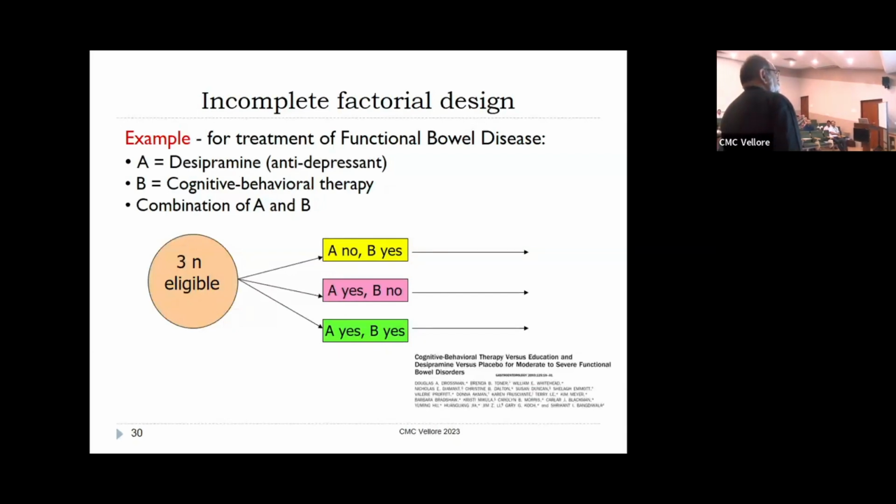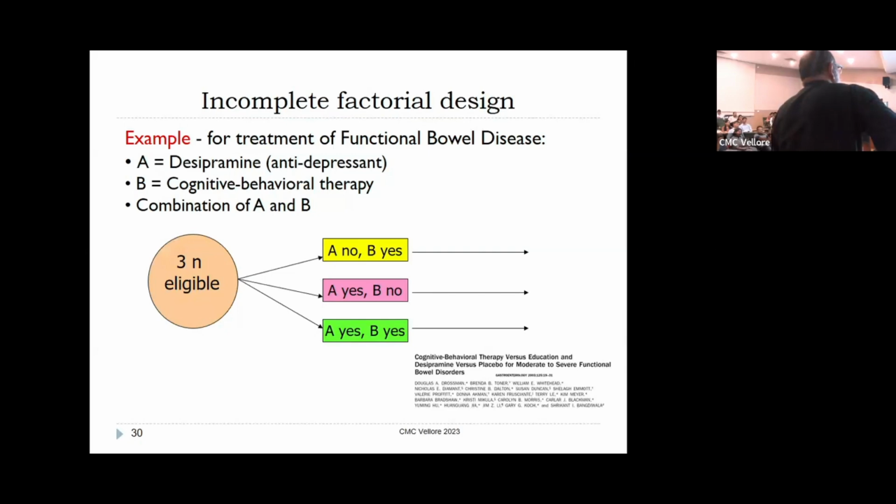One other example I'll give you of an incomplete factorial design is one that I also had the benefit to participate in with Professor Drossman. This was treating functional bowel disease, which many of you may not be aware of, doesn't have a pathology for it. So people think it's depression, anxiety, or whatever. They give an antidepressant to people, but a colleague, a psychiatrist, suggested using cognitive behavioral therapy.